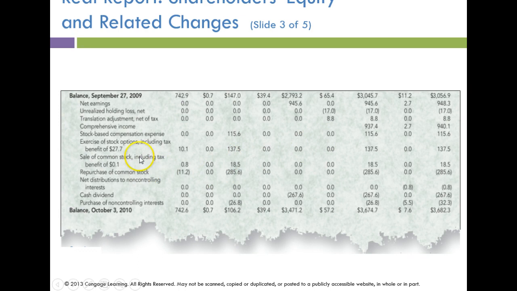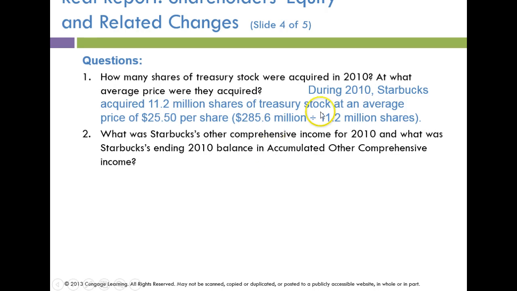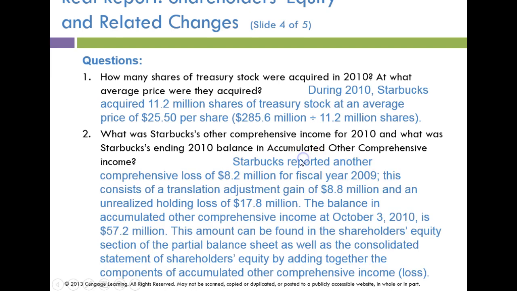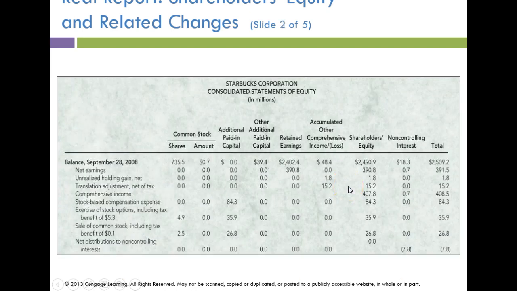Trying to find where that is. Sale, exercises stock. Well, maybe it's going to show us here. What was Starbucks' other comprehensive income? Ending 2010's balance in accumulated other comprehensive income? Well, we got to go back here to figure out what was their other comprehensive income.